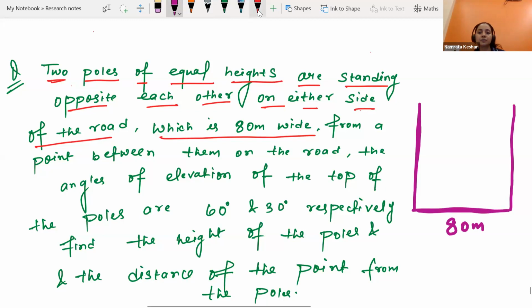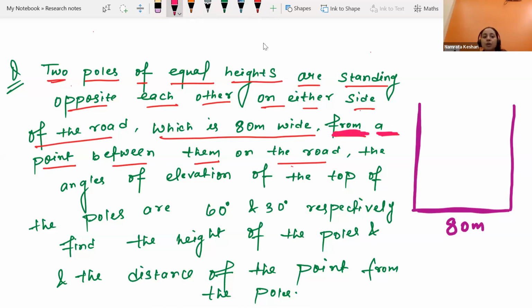Let's continue. From a point between them on the road, the angle of elevation. Okay, so from a point between them on the road. Ma'am, I take this question. Okay, you have already done it. Let's do it together. Then I'm coming to you. You are going to tell me what will be the answer. But let's draw the figure first.